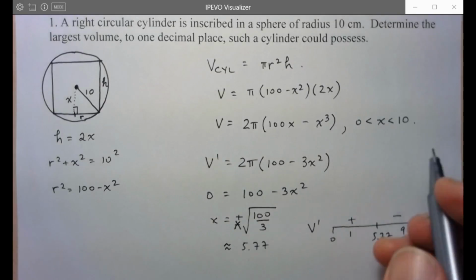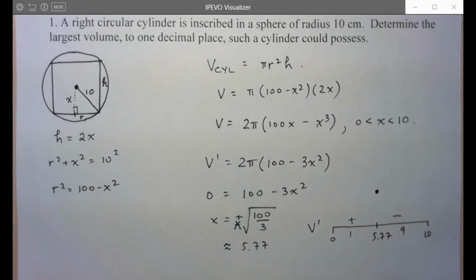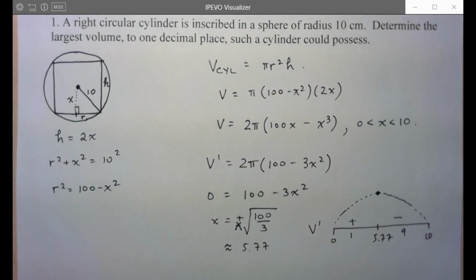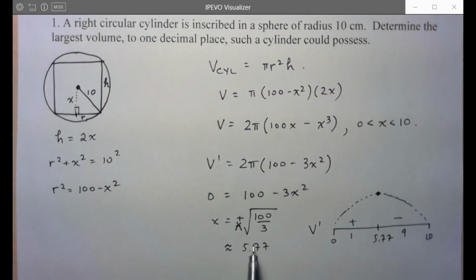So essentially what we have is that 5.77 does relate to a local maximum, because my derivative is 0 and my derivative is going from positive to negative. But in this interval, it's actually going to be an absolute maximum, because from 0 to 5.77, this function is constantly increasing. And from 5.77 to 10, it's always decreasing. So in fact, in this interval, this corresponds to an absolute maximum. So we found the value of the variable that gives us the largest possible volume of this cylinder.